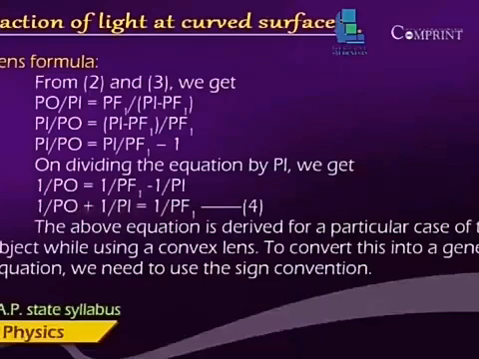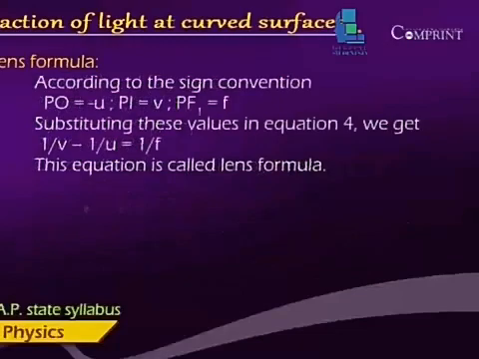The above equation is derived for a particular case of the object while using a convex lens. To convert this into a general equation, we need to use the sign convention. According to the sign convention, PO is equal to minus u, PI is equal to v, PF1 is equal to small f. Substituting these values in equation 4, we get 1 by v minus 1 by u is equal to 1 by f. This equation is called lens formula.